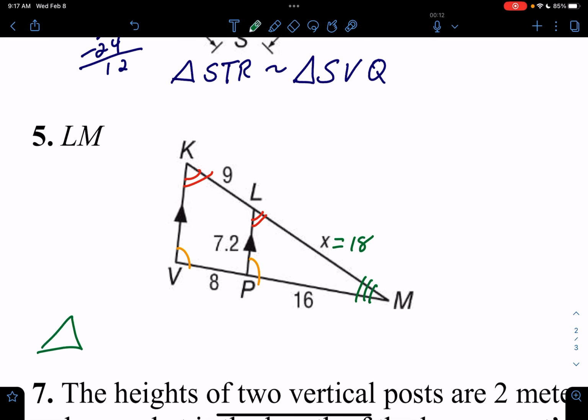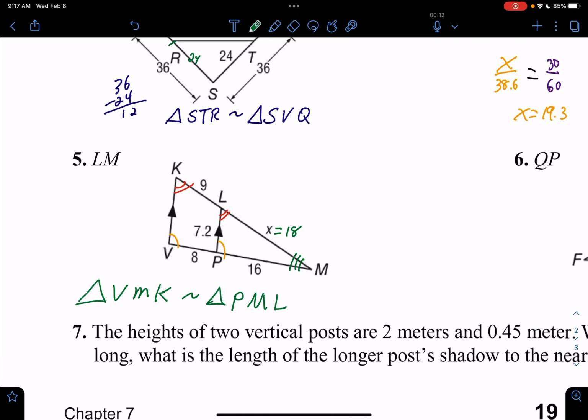Then I'm going to say triangle VMK similar to triangle PML. Right?